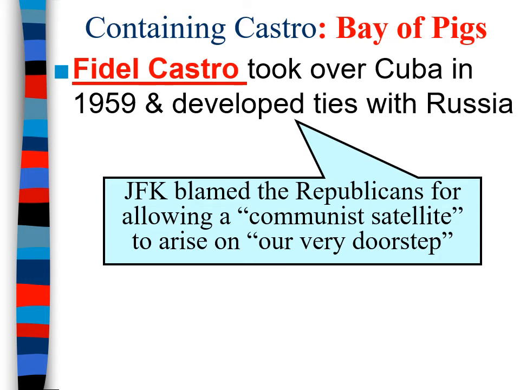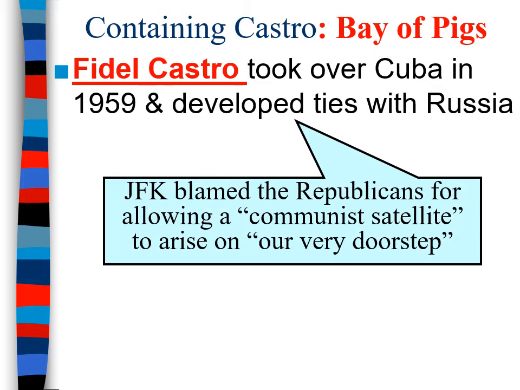The next place JFK is really going to run into issues is in Cuba. And Cuba is very, very close to the United States, just off the coast of Florida. And what happens, a dictator by the name of Fidel Castro, which is a very important name you're going to want to write down, takes control of Cuba in 1959, and he's going to start developing a lot closer ties with the Soviet Union.